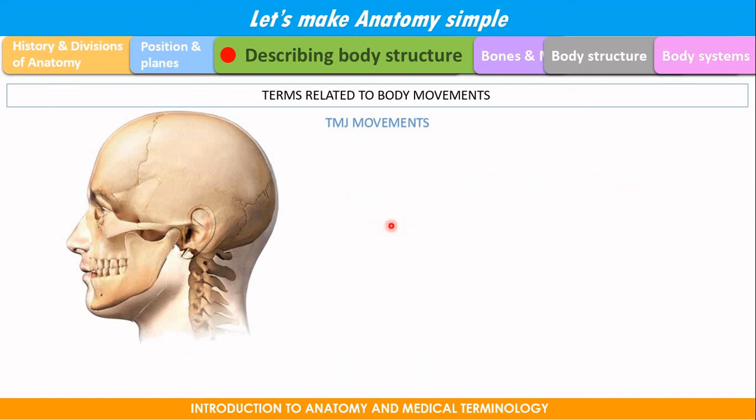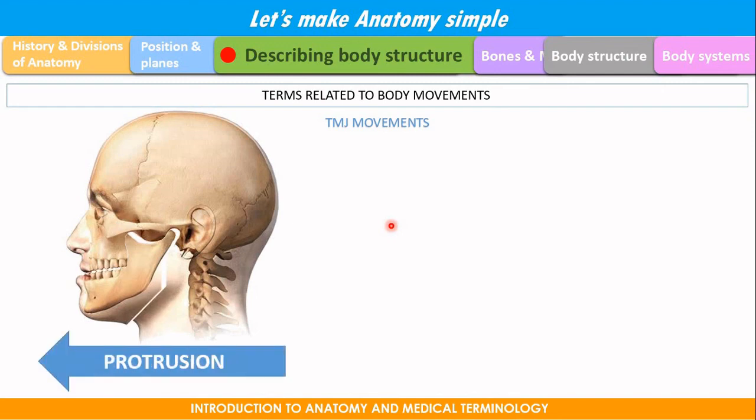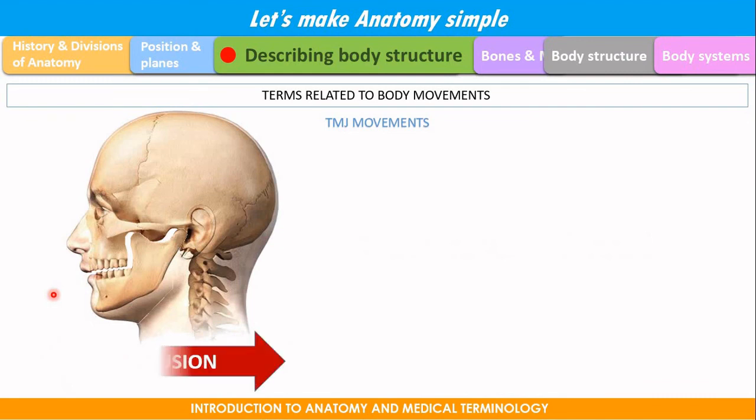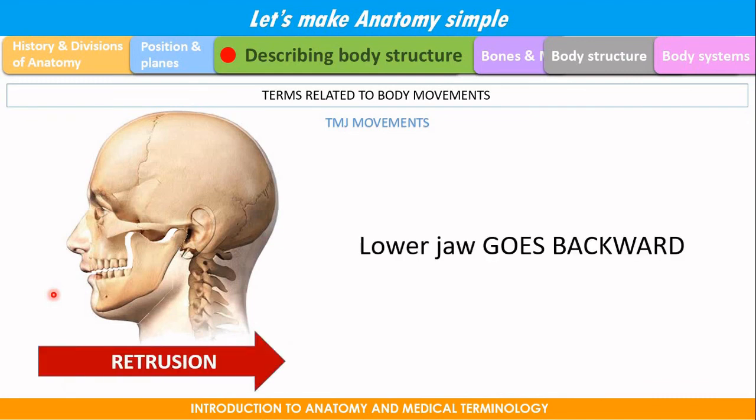Okay. So the next two movements in relation to TMJ are protrusion, that is sliding the entire mandible forwards. And the next one is retrusion. In retrusion, the lower jaw goes backwards. That is simple. So here we have touched the important movements related to our body and related to our TMJ. There are many other movements which will be done in a separate video. This is from an exam point of view.